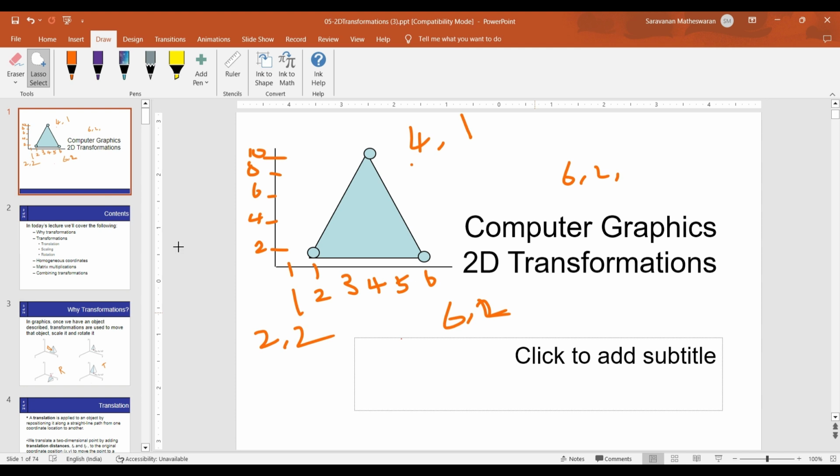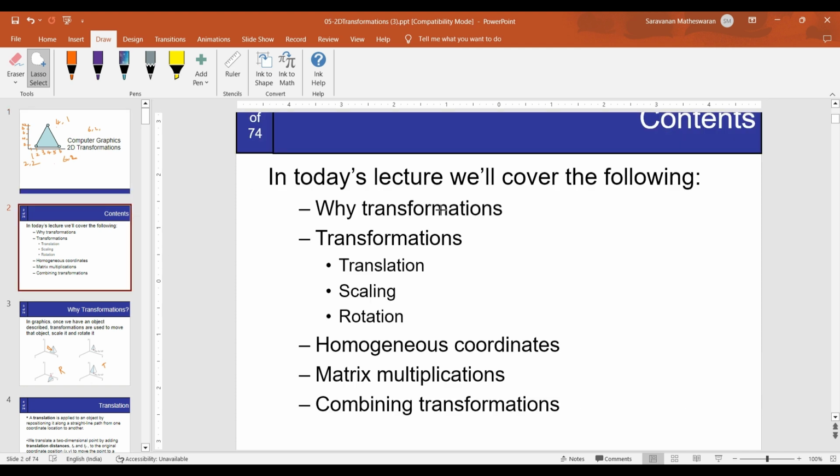Here I have an example of a 2D object. Why are transformations required? What is a transformation? The transformations include translation, scaling, rotation, homogeneous coordinates, matrix multiplication, and combined transformations.